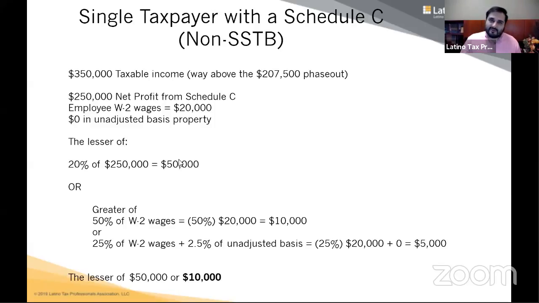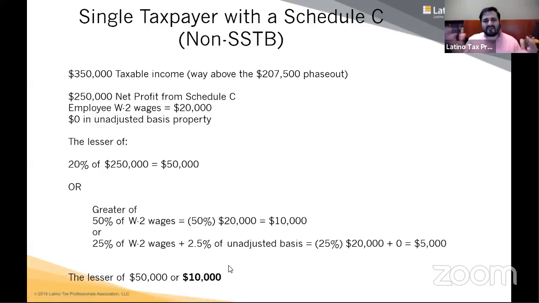So doing the math, 25% of 20,000 plus zero, because remember the business has no assets, no property. It's zero. So the point is, first, in the bottom here, you take the greater of. So 10,000 is greater than 5,000. Then after that, you take the lesser of. 10,000 is less than 50. The deduction is 10,000. It's a little complicated, right?